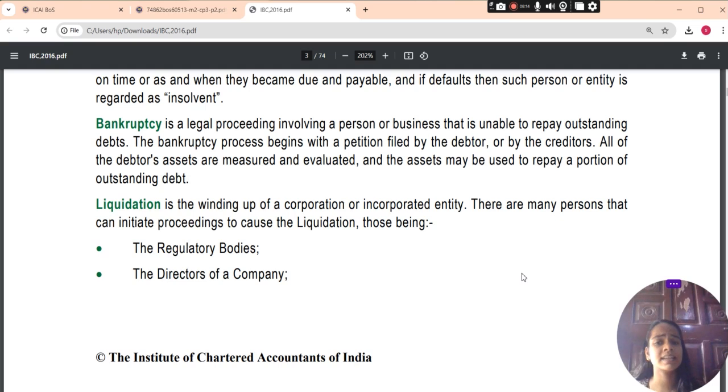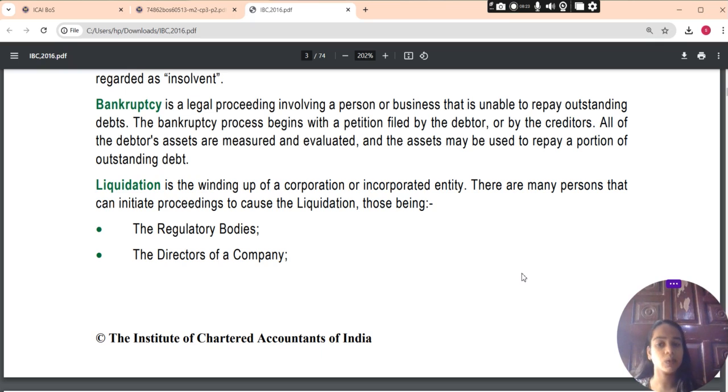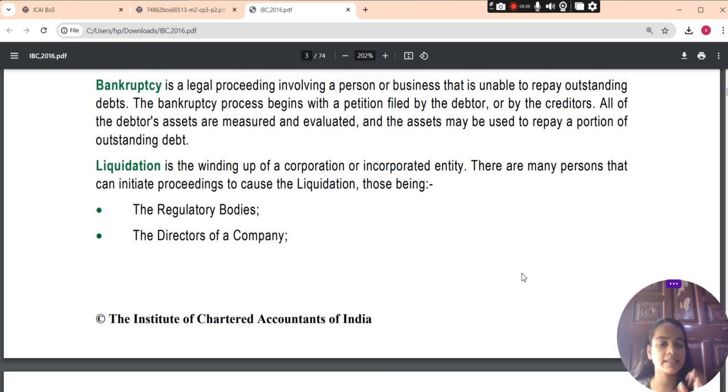All of the debtor's assets are measured and evaluated, and the assets may be used to repay a portion of the outstanding debt. Then comes the liquidation. Liquidation क्या है, liquidation जो है वो कंपनी जो है डूब चुकी है तब इस्तेमाल किया जाता है, that liquidation situation हो गई है जब कॉर्पोरेट के पास पैसा नहीं है देने को, रिटर्न बैक। Liquidation is the winding up of a corporation or incorporated entity.